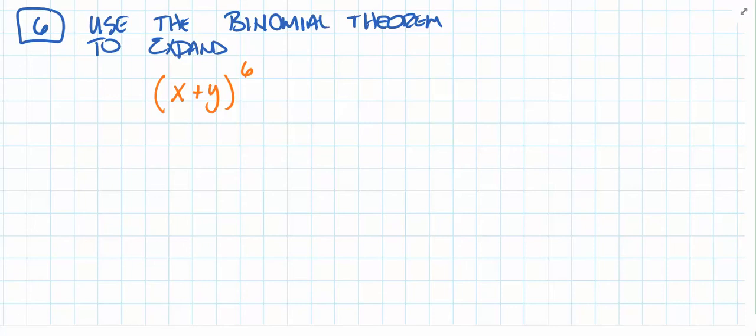All right, would you first of all agree that if I asked you to tell me what x plus y to the 6th power is, that would take you a bit of time to do? That would be very, very laborious, right? And it would not be very, very exciting. Let's use the binomial theorem instead, okay?